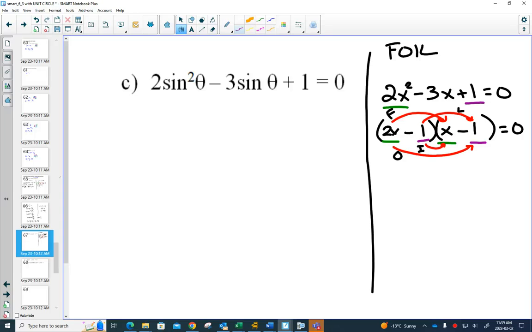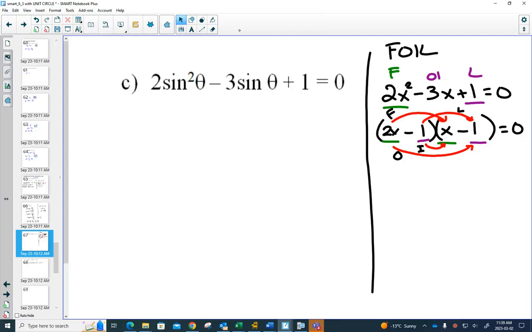It becomes really important because your first ones will always give you your first ones, and your last ones, when they're multiplied, will always give you your last one. That's where you're going to start when you factor. You're going to look at your first ones and your last ones and try to fill in those numbers, and then double check that the outside and the inside together will make the one in the middle.